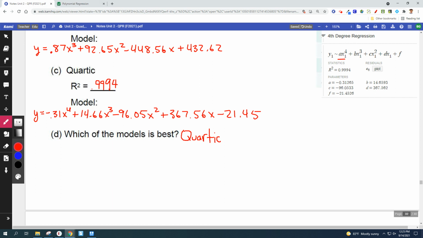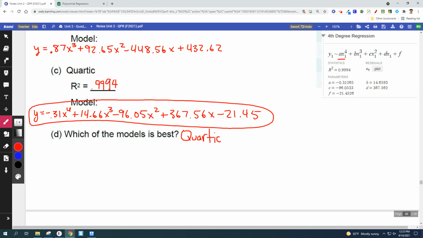That's your constant. And again, which of these models is the best? Which of these equations is the best? The quartic, this one. This one's the best fit of the data because it's got the highest R squared value, the closest to 1.